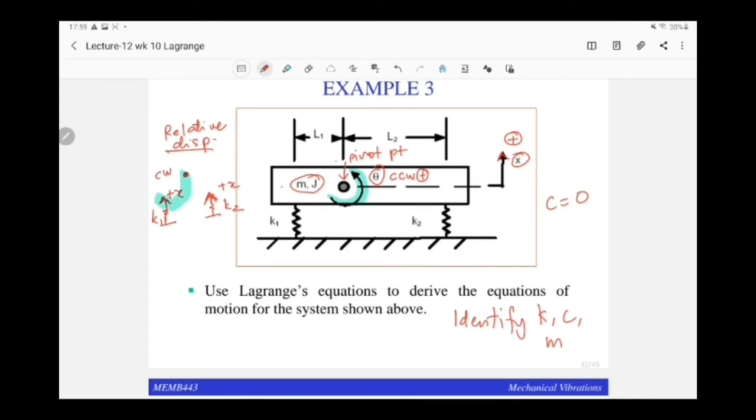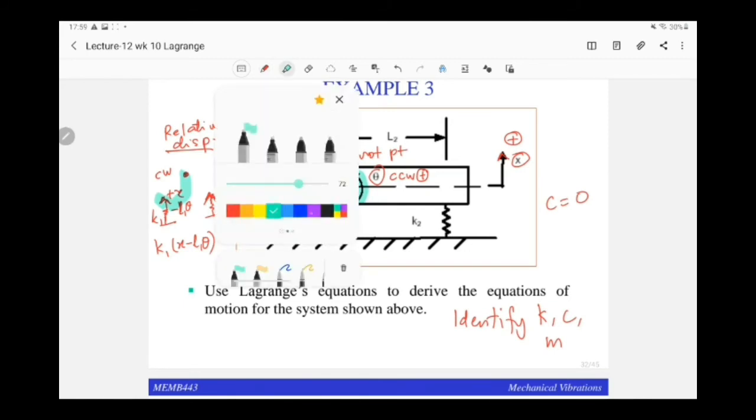So the way to write it, the distance from here to here is L1. So you have L1 theta. So here, the negative is L1 theta. So the way you write this force is K1 times x minus L1 theta. Then you do the same thing for this one. Maybe I use a slightly different color here.